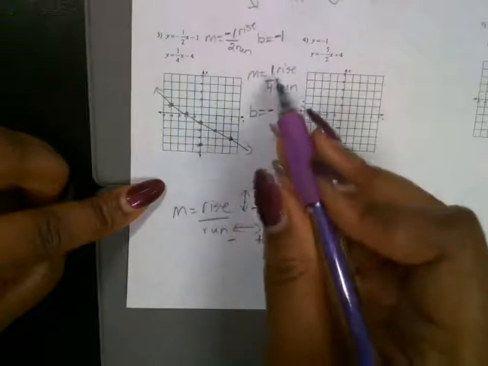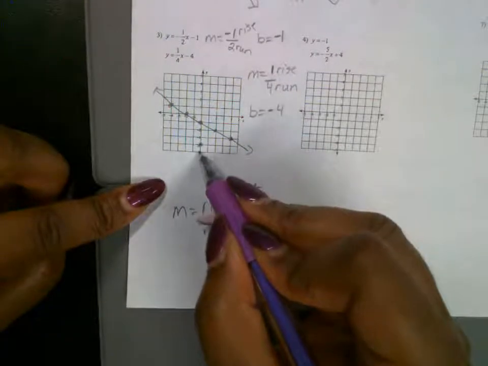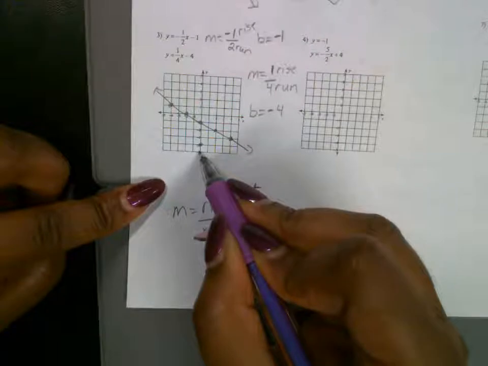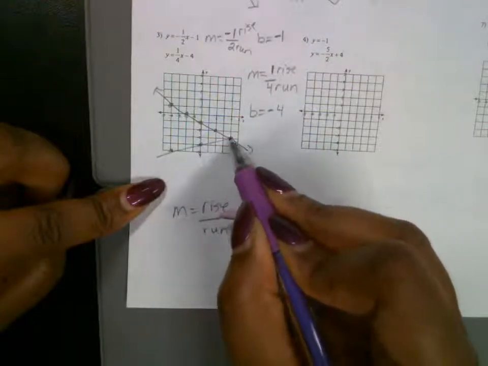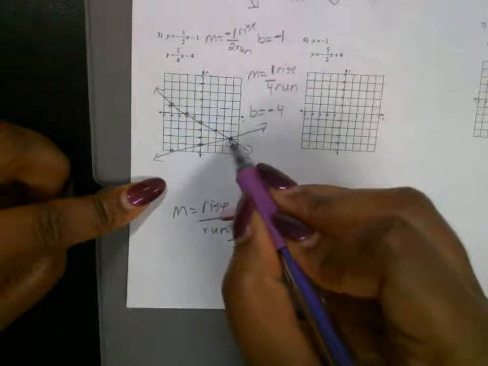Points in the opposite direction. Instead of going up 1, go down. Instead of going to the right 4, go to the left. 1, 2, 3, 4. This is where they cross.